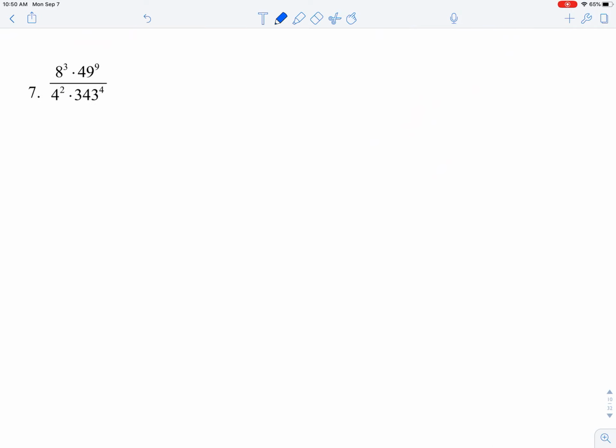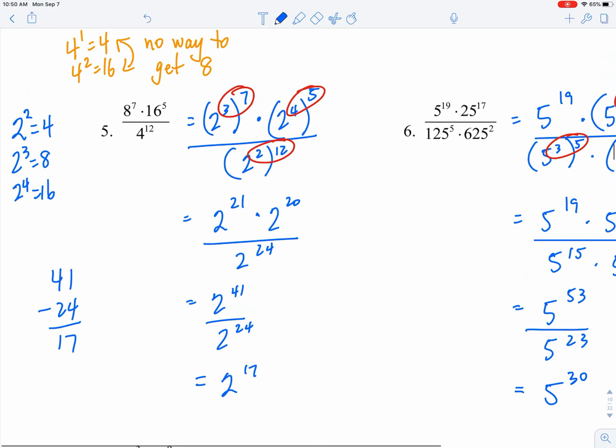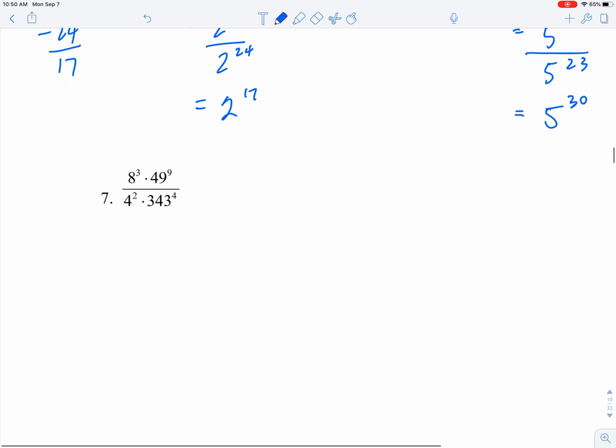Question 7. Oh, I'm going to remember that up top here, when I had 4s and 8s, I couldn't write them as 4s, I wrote them as 2s. So I know that 2 squared is 4, and 2 to the 3 is 8. But what about the 49 and the 343? Well, they're not powers of 2, but they are powers of something.